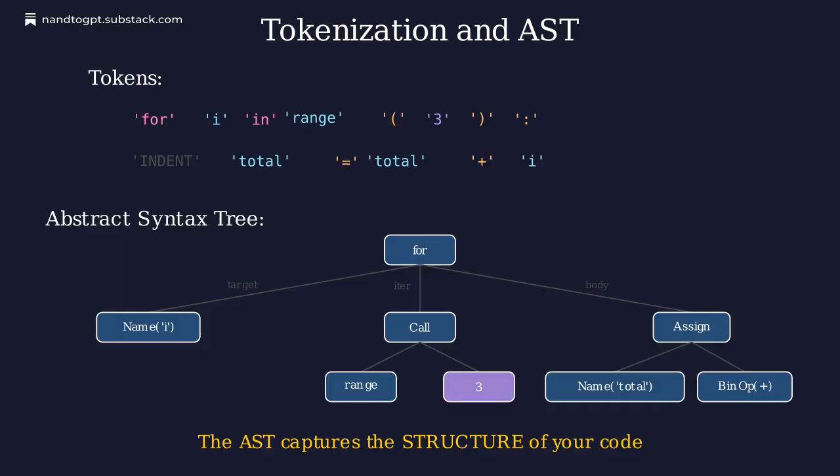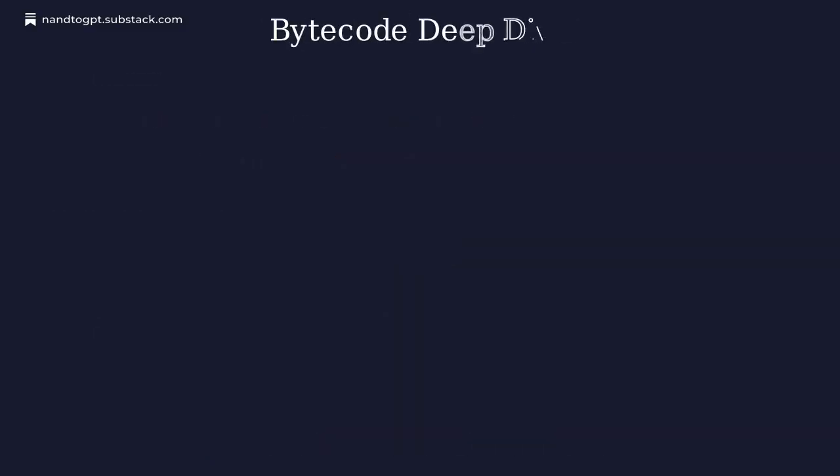The for node has a target, the variable i. An iterator, the call to range with argument 3. And a body, an assignment using a binary operation. This is where Python understands your intent. From the AST, Python generates bytecode.